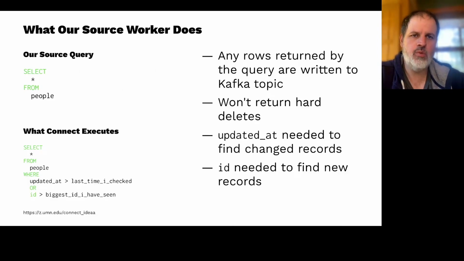So, when we set up our source worker, we had a config option that was your query, and that was just select star from people. But what Connect executes really under the hood when it's doing its stuff every second is select star from people where updated_at is greater than the last time I checked, or the ID is bigger than the biggest ID I've ever seen. And any rows that are returned by that lower query get written to our Kafka topic.